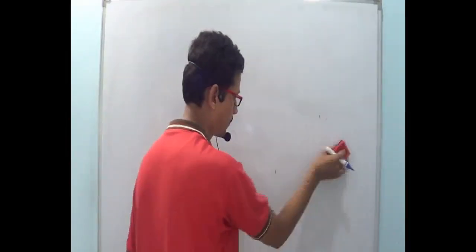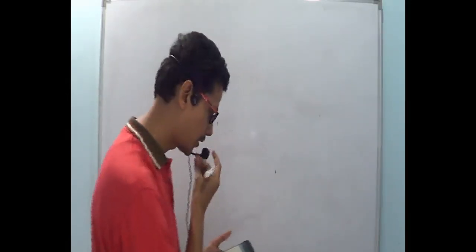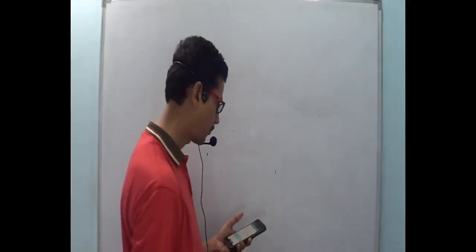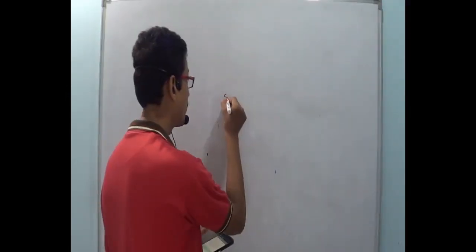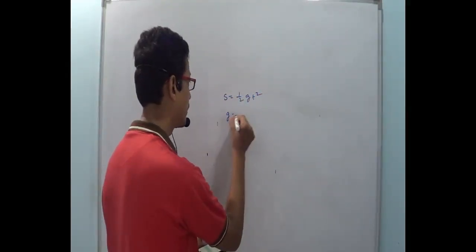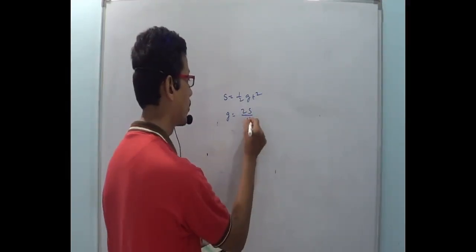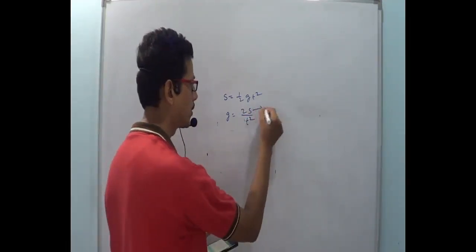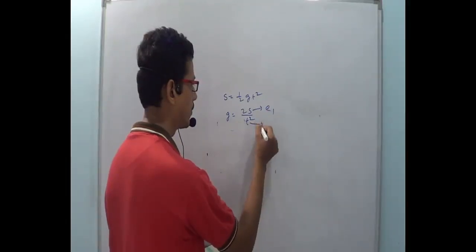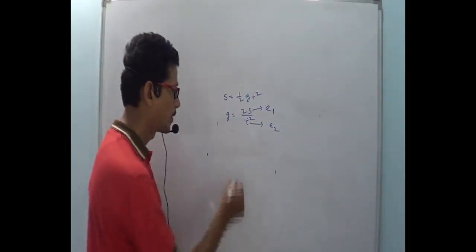Next question. A student measures the distance covered and time taken by a body under free fall. Free fall means s is equal to half g t square, and g is equal to 2s by t square. Now he is measuring g, and the error in measuring s is E1, and the error in measuring t is E2. What is the error in measuring g?